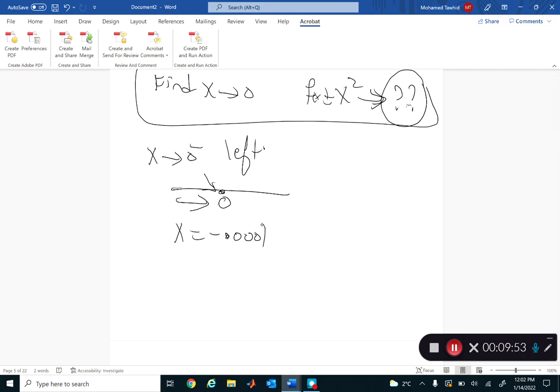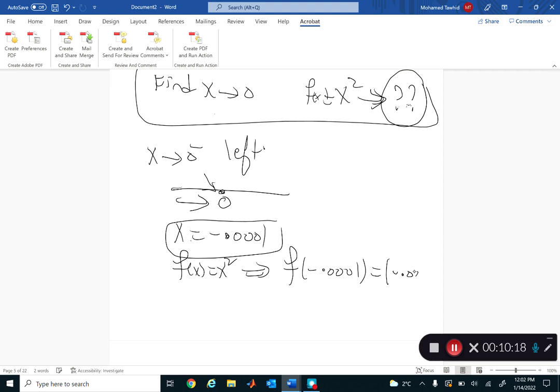Right? Negative 0.001, and then I have to figure out the number that I have to get here. So what is your f of x here, guys? I need to know what is your f of x. Your f of x equals x squared. So now what is the value of f at this number here? That is the left limit, right? Negative 0.0001. So it will be negative 0.001 squared.